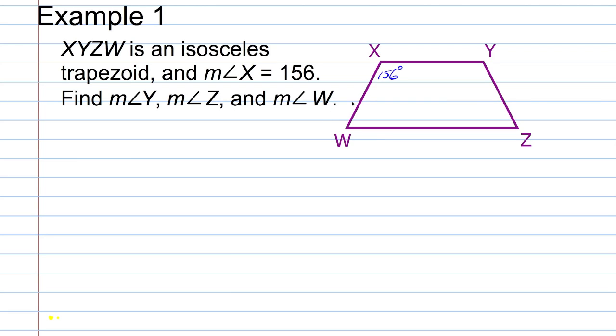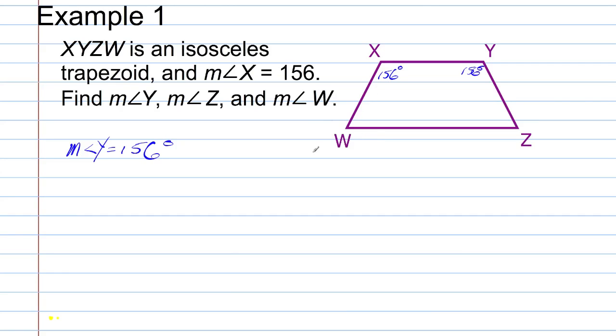Why is having a diagram going to make it easier? You're going to be able to visualize the relationships here. What I mean by relationships is this: to find the measure of angle Y is really simple if we use the property we just learned about. The base angles of an isosceles trapezoid are congruent. So the measure of angle Y is equal to 156 degrees because the base angles of an isosceles trapezoid are congruent.